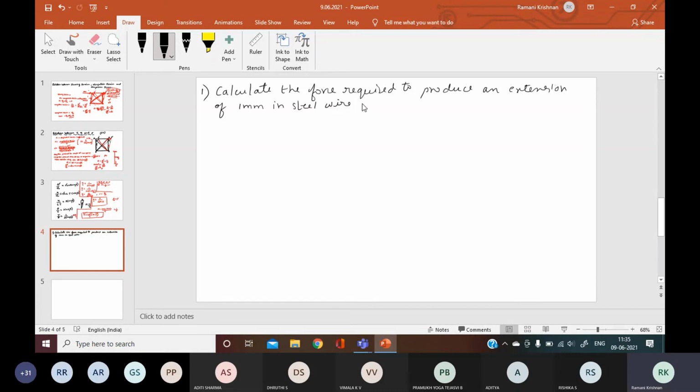Steel wire of length. So for all subjects, any numerical, be it electrical or civil, you write the question number and write the given data. It will help you.